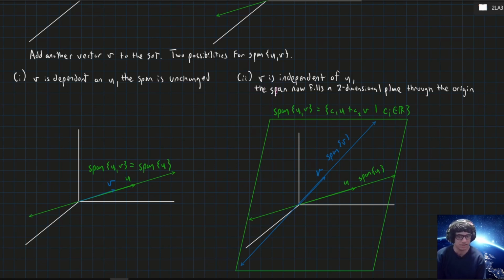The span now fills a two-dimensional plane through the origin. If v is independent of u, so I'm going to draw v here, outside of the line which is the span of u, then v has a span of its own, which is another different line through the origin. And if we take the span of u and v together, what we'll get is a two-dimensional plane.